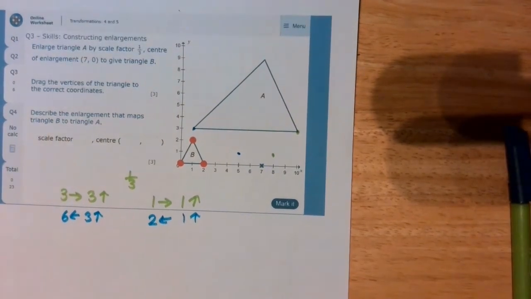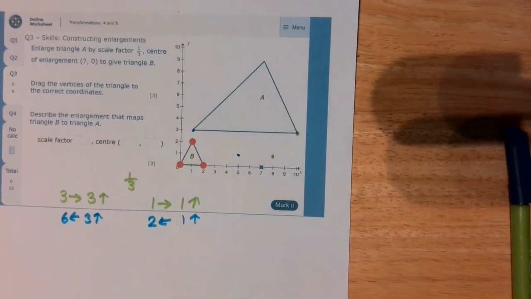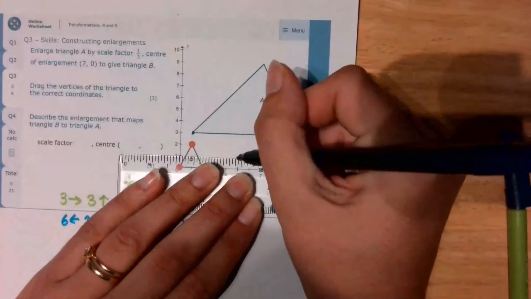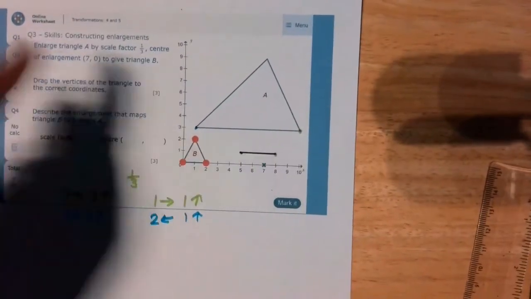I'm running out of pens. So using the ruler, you've got one. Obviously, you don't have to worry about this because MyMaths will drag the corners and it draws it for you.